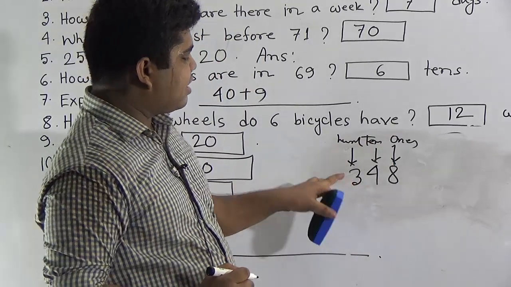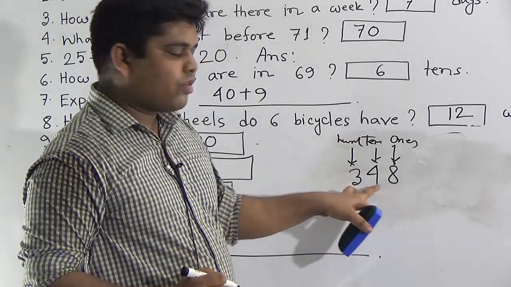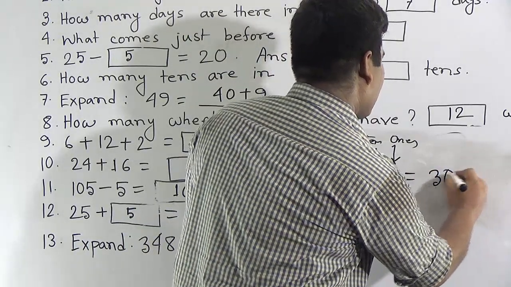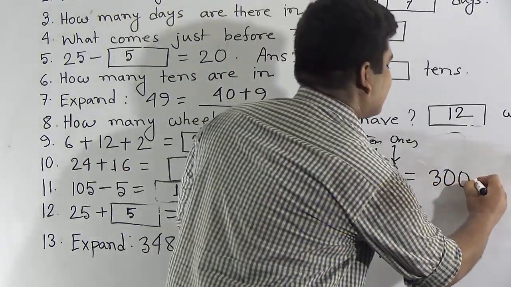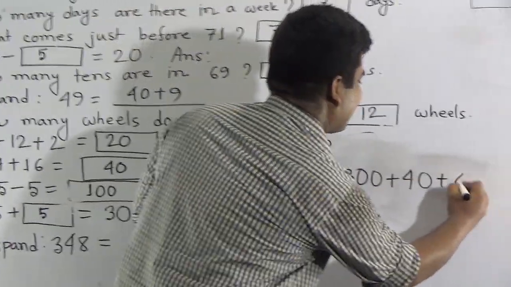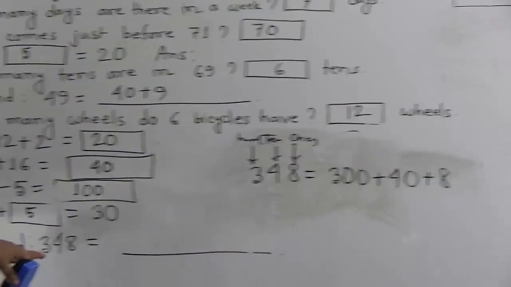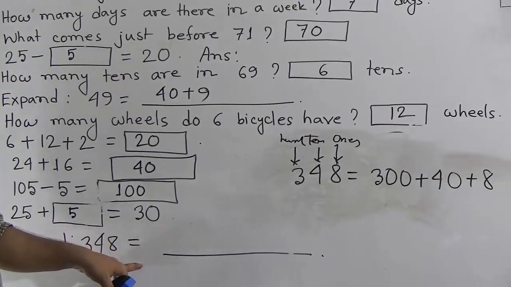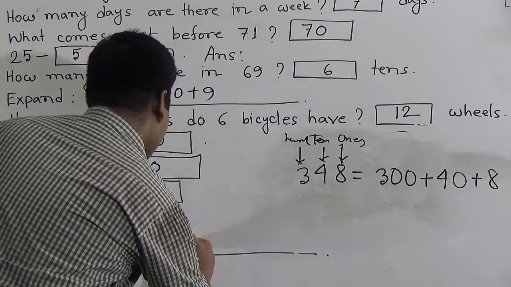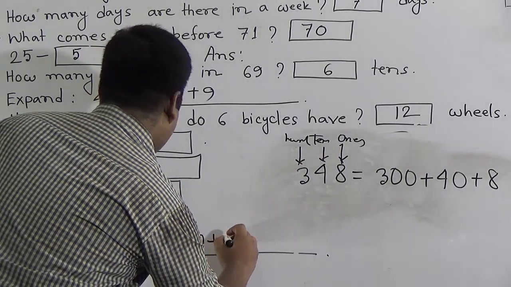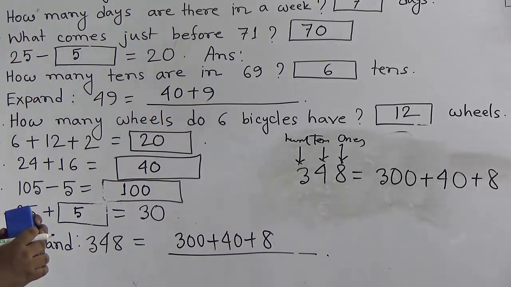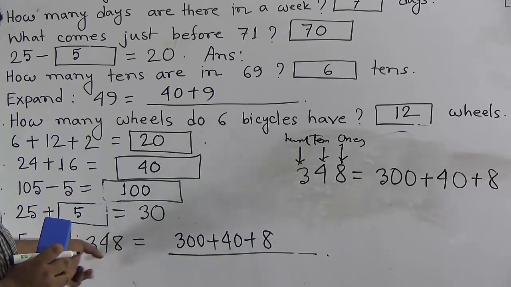So my dear students, 348. So write 300 first, 300, then write 40, that means plus 40. How many ones? 8 ones. So write 8. So the expanded form of 348 is 300 plus 40 plus 8. So write 300 plus 40 plus 8. I hope you understood how to expand a number.